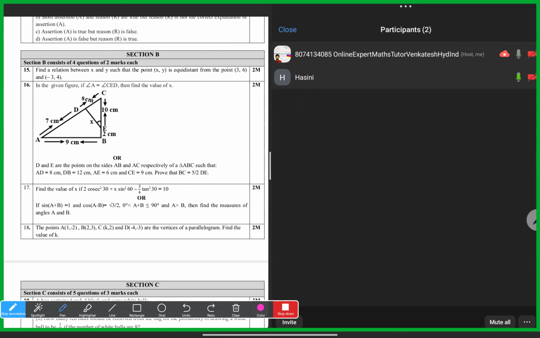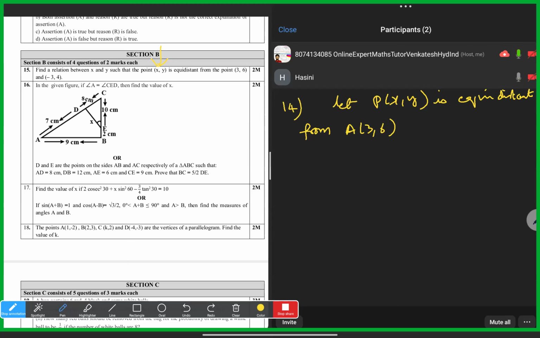Now, as per the given question, let us take the point P(x, y), equidistant from A, let us mark those points as (3, 6), Hasni.